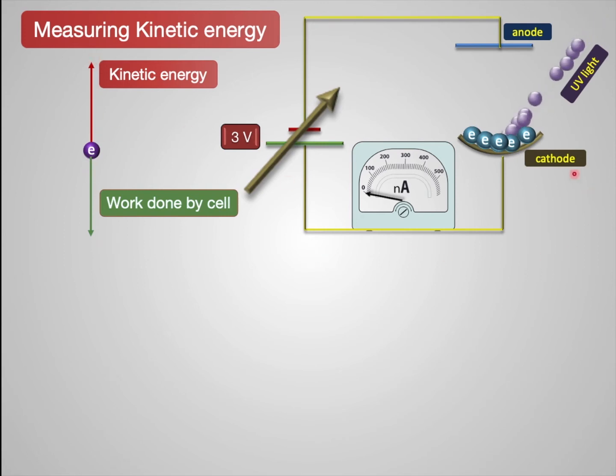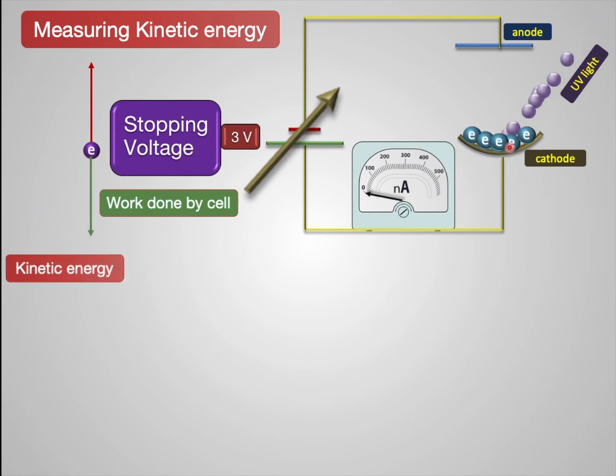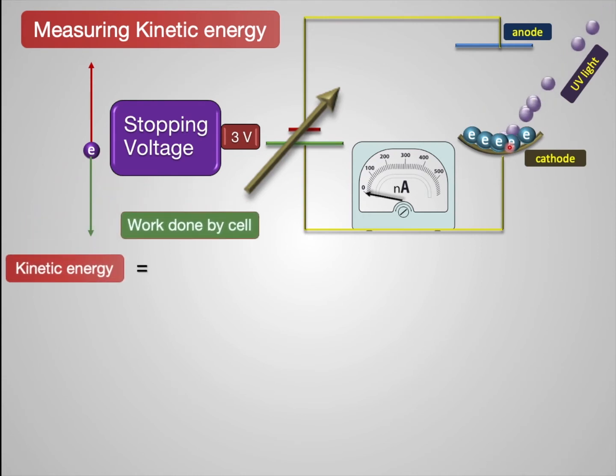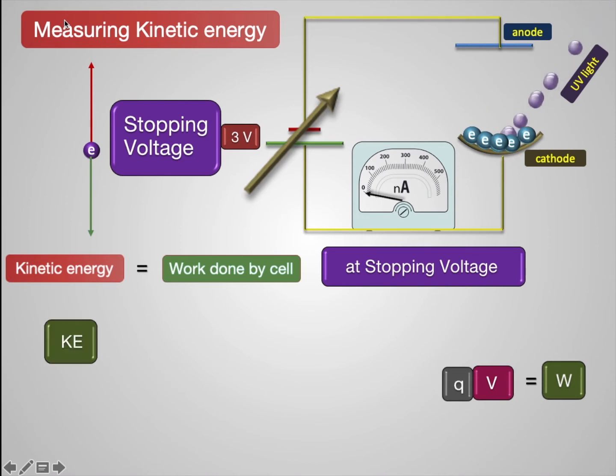The cell is now pulling more. So we are going to use this idea. Kinetic energy we can't measure directly, but the work done by the cell we can calculate. This particular voltage, when you just stopped these electrons from moving, we call the stopping voltage. So at the stopping voltage, we can get the kinetic energy because it's equal to the work done by the cell. We know voltage is defined as work done over charge, or work done is charge times voltage. We are going to use that equation to calculate the kinetic energy.